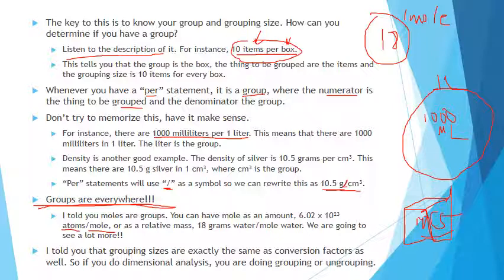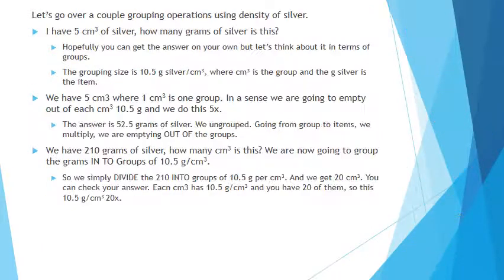The other thing is that grouping sizes are exactly the same as conversion factors. So this guy right here can also be used in dimensional analysis as a conversion factor. So I'm not doing anything different. It's just applied differently and stated differently. Okay, let's go over a couple grouping operations using density of silver. If I have 5 centimeters cubed of silver, how many grams is that?